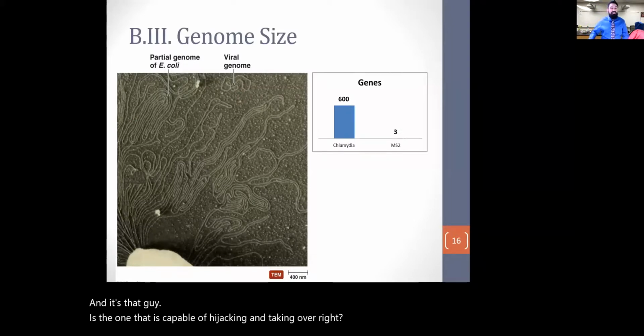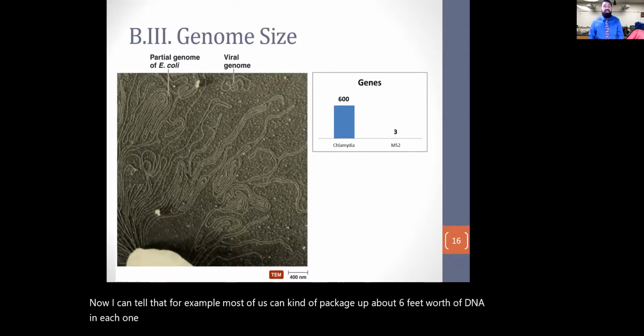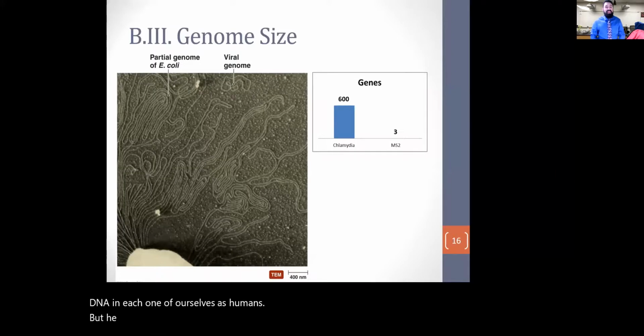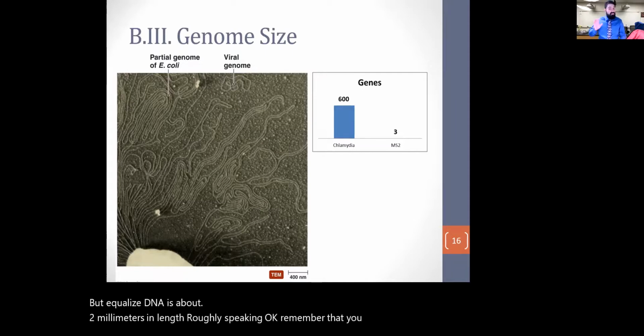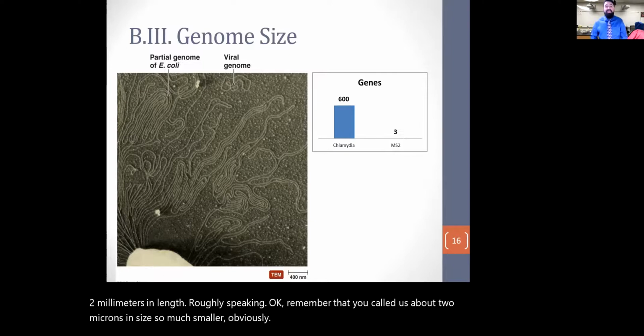Now, I can tell that, for example, most of us can package up about 6 feet worth of DNA in each one of our cells as humans. But E. coli's DNA is about 2 millimeters in length, roughly speaking. Okay, remember that E. coli is about 2 microns in size, so much smaller, obviously. But it's just tiny, tiny, tiny.